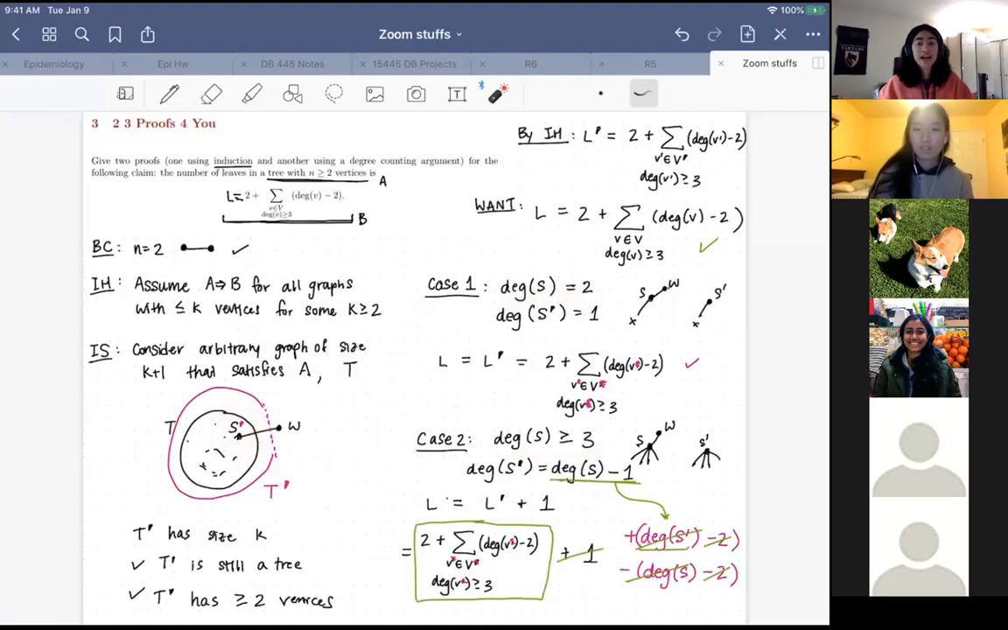So there's two cases. Either S became a leaf after we got rid of W, or S did not become a leaf. So case one is when S became a leaf. So this is what it looks like: W was a leaf, S was not, but after we got rid of W, S became a leaf. And case two is when S was connected to enough other things that even after we got rid of W, S was still not a leaf. So really, you can think of our two cases as whether or not the neighbor of the leaf we removed became a leaf.